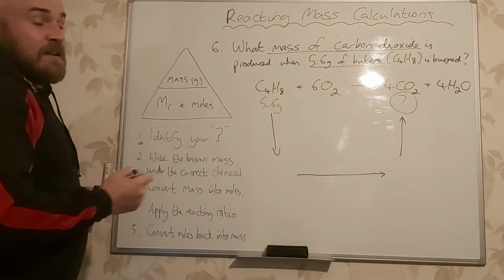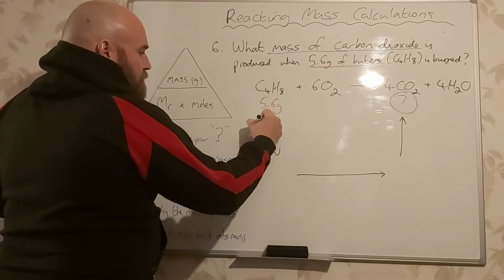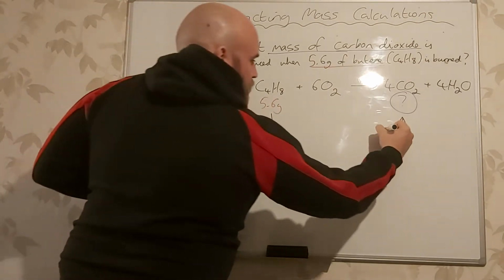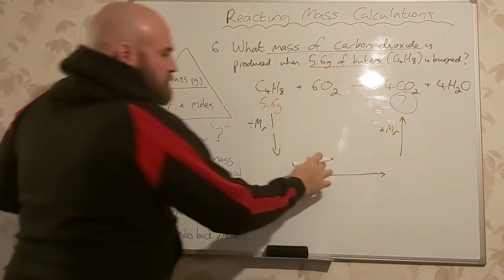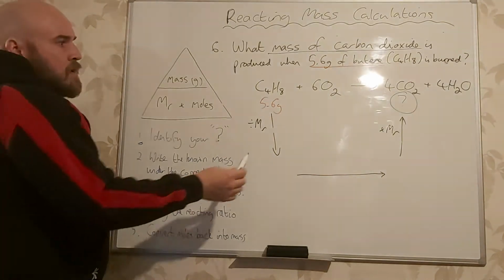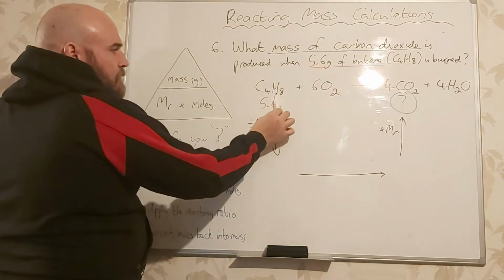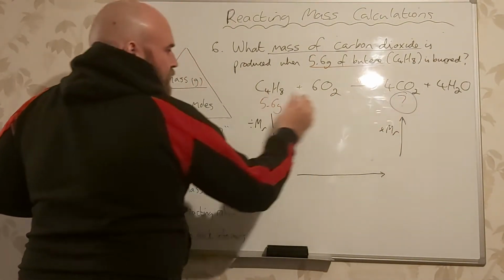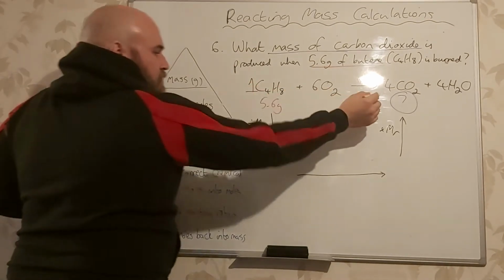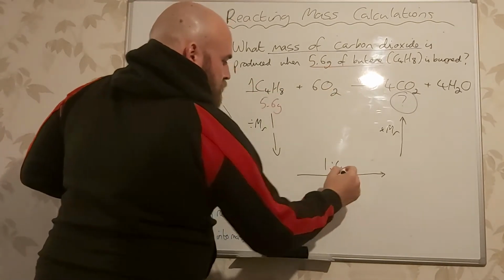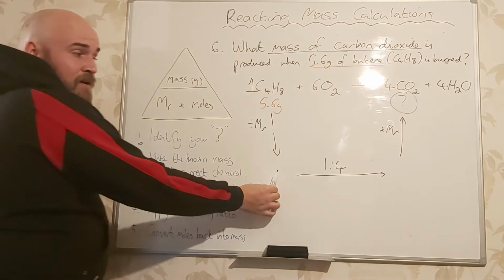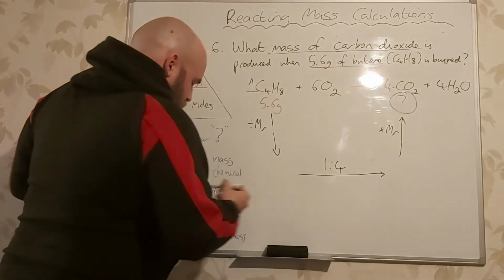Okay, so again, same step. I'm going to divide by the MR here. I'm going to times by the MR here. And this middle step is the ratio. So what is the ratio of this chemical to carbon dioxide on this side? So it's a 1 to 4. So whatever number we get here, we'll need to multiply by 4 to end up with the correct number of moles over there.